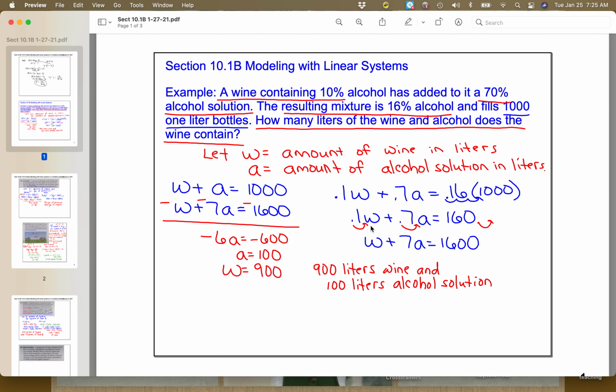Just for convenience, you could have actually used the equation I have right here, but I'll call it decimal busters, because it's kind of like fraction busters. I wanted to get rid of my decimal, so I multiplied everything by 10 so that it moved the decimal point one place, and I got W plus 7A equals 1,600. That's my second equation, so you'll see I have it over here.